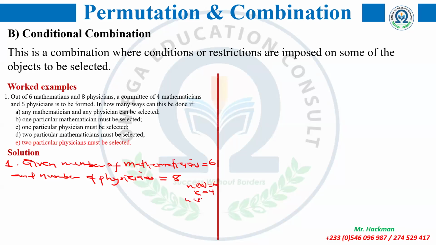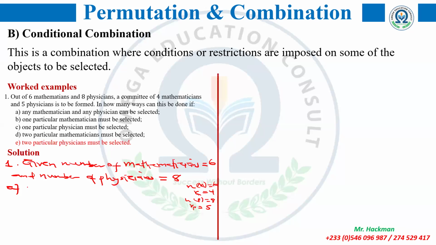Then the number of P, physicians, and I'm looking at how many? 8. So R sub P will be, give me, I'm looking for how many? 5. So at every point in time, the committee, I need to have what? 4 mathematicians and 5 what? Physicians. So it's a 9 membership committee, sort of.